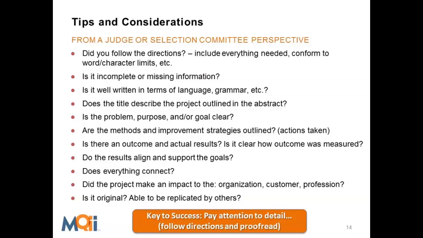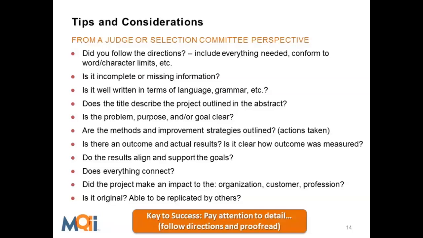Are the methods and improvement strategies outlined? Did I understand what was the specific QI strategy that was used? What are the outcome and actual results? How were things measured? Were the results impactful? Do all the dots connect? And is it original work? Is it able to be replicated by others?